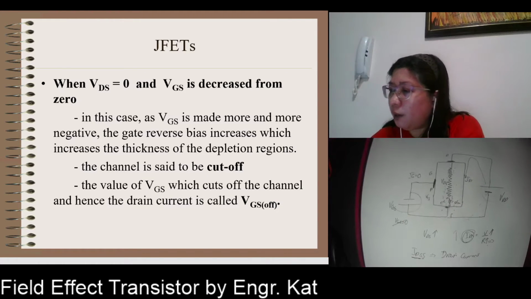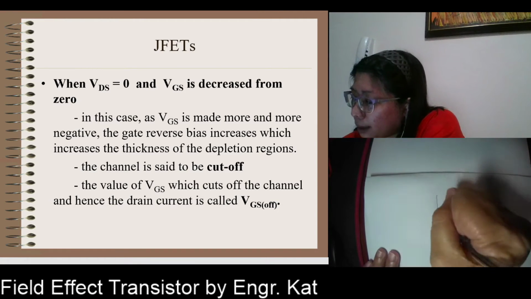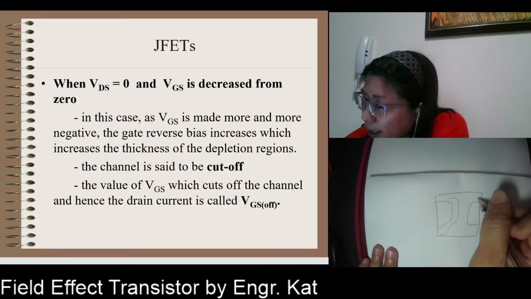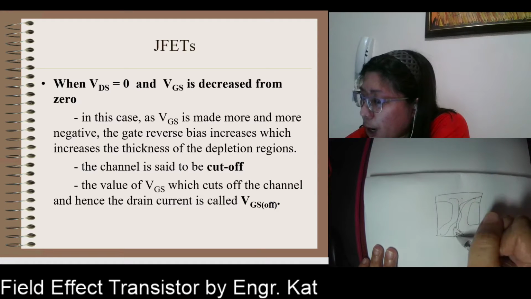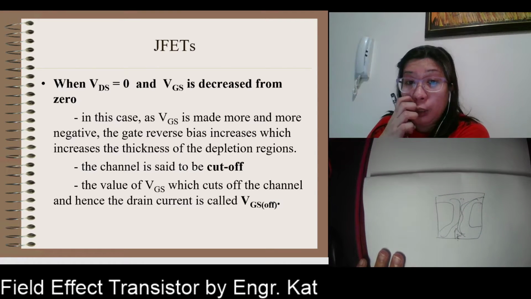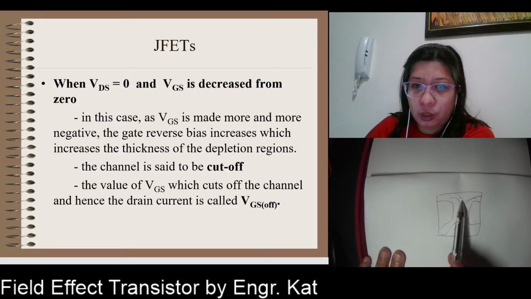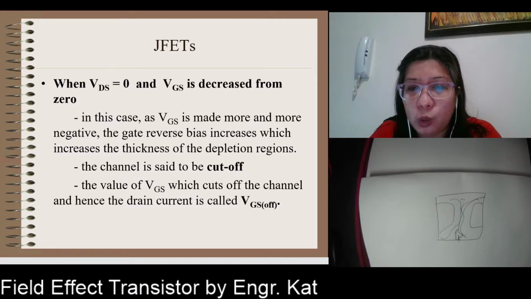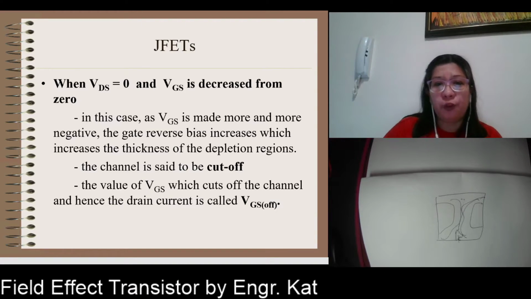is what we call the VGS off. If we increase that, so this is your P channel, the depletion region increases until your electrons cannot move anymore from the source to the drain. The channel is said to be cut off because there is no more channel for the movement of your electrons. So the value of VGS which cuts off the channel is the VGS off.